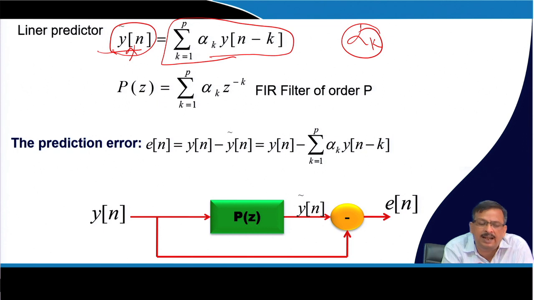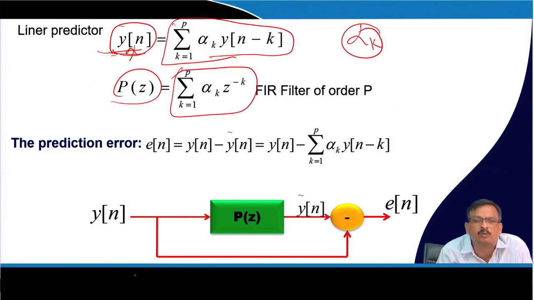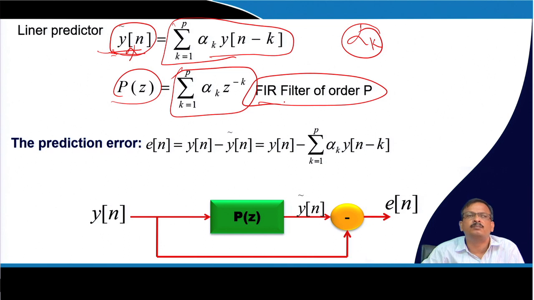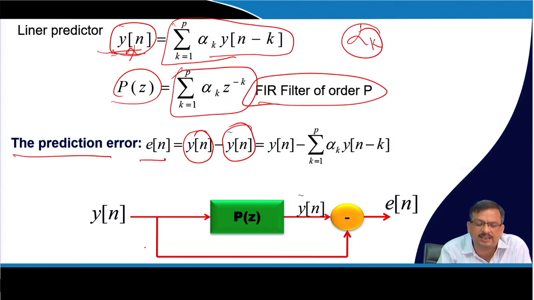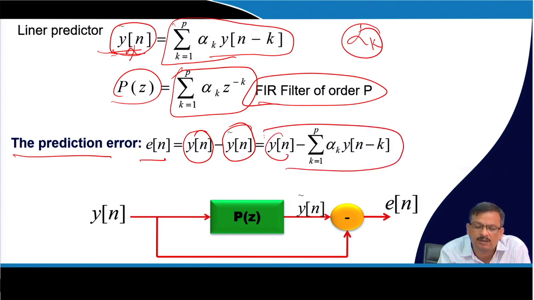Okay. So, I can say y n is the predicted signal, then P z, this one, is a prediction filter which is nothing but an FIR filter. It is nothing but an FIR filter, a combination of all previous samples. So it is a moving average filter or FIR filter. So what is the prediction error? e n is the current sample minus the estimated sample. So I can say y n minus this one is the prediction error.